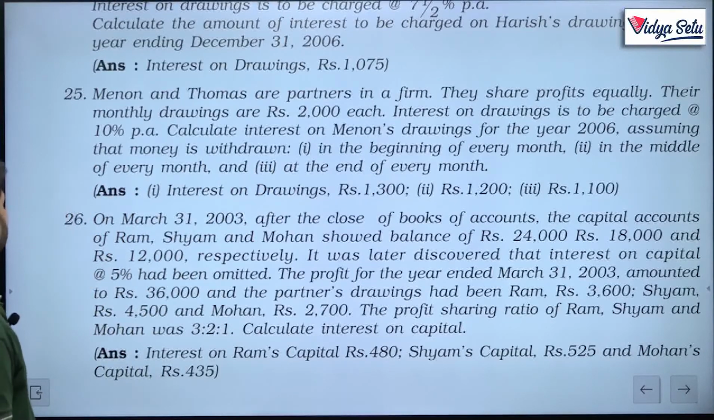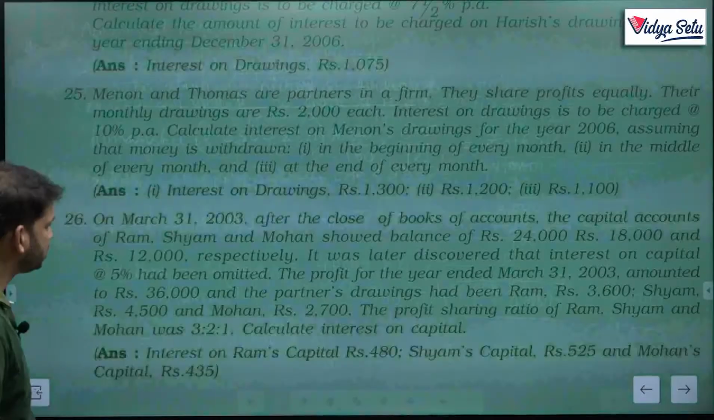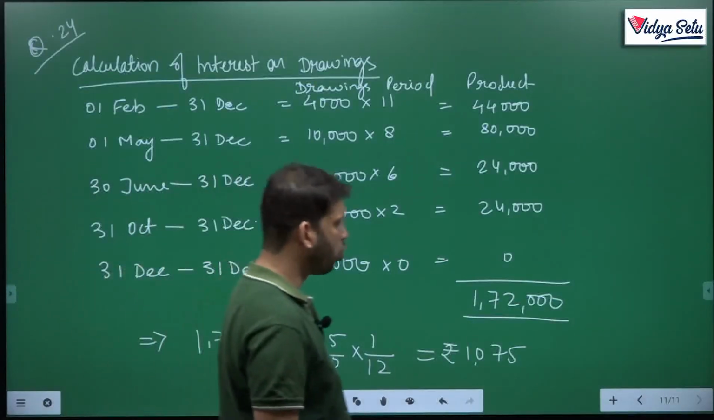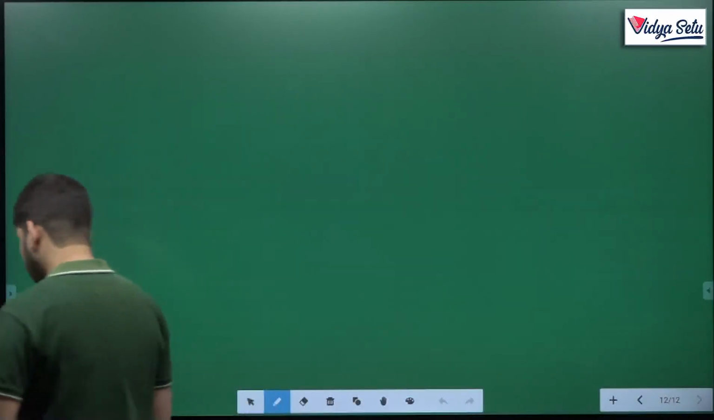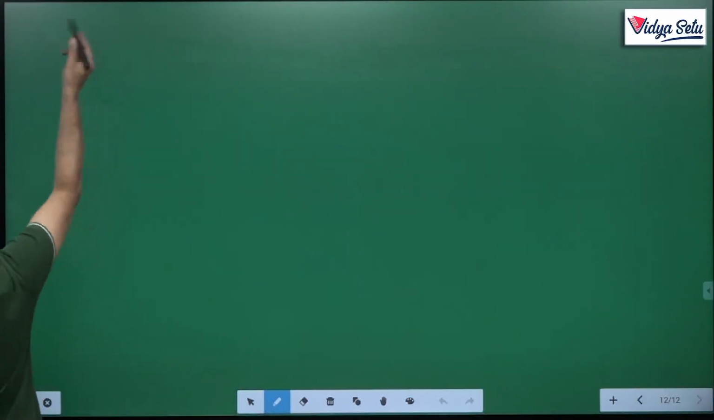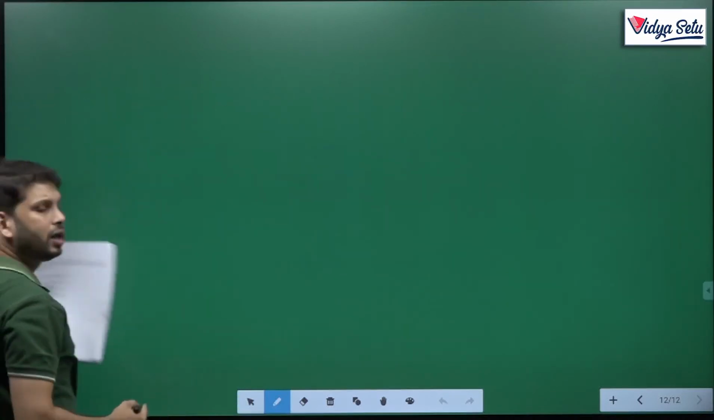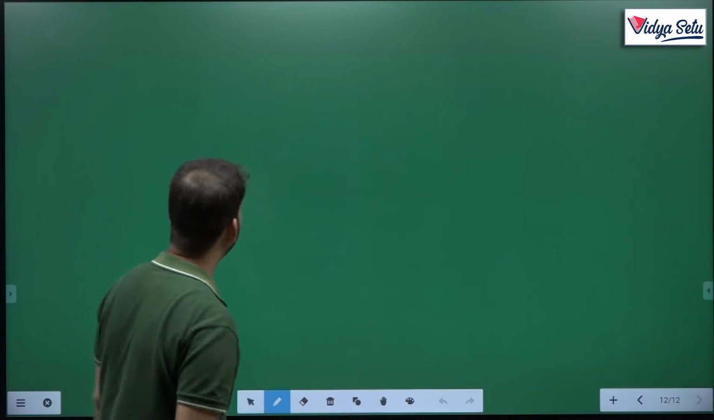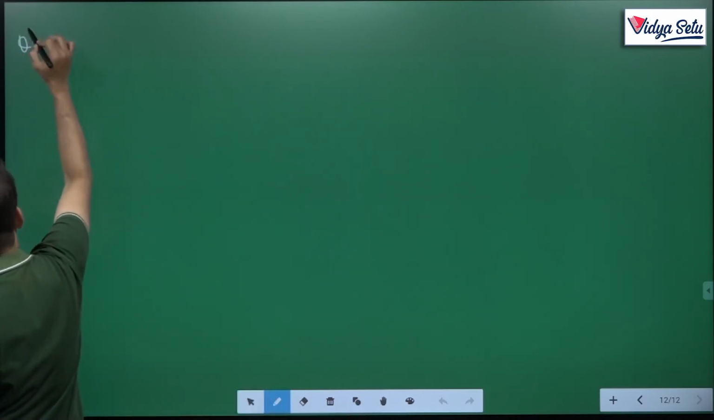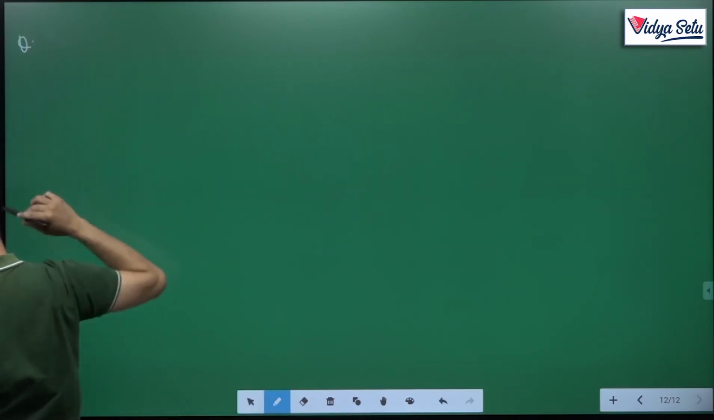So, 2,000 each, 10%, simple question. But we will be using all the rates that we studied. Instead of solving differently, we will solve it in a big table. Question number 25.